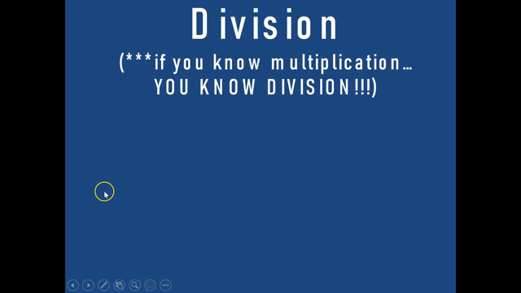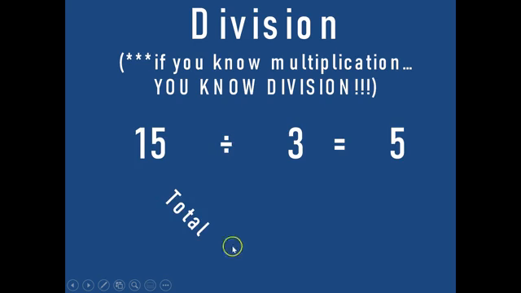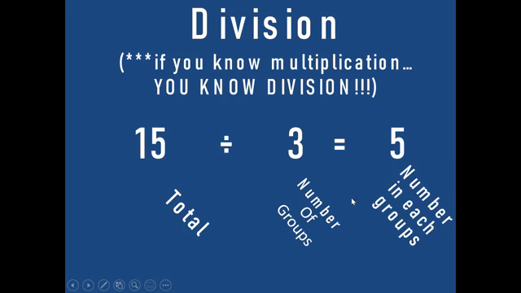And for me, I like to think about it this way. 15 is the total being divided. 3 would be the number of groups we're dividing it into. And 5 would be the number in each group. We've talked about groups and multiplication, and this is how division and multiplication are related. Putting things into groups.